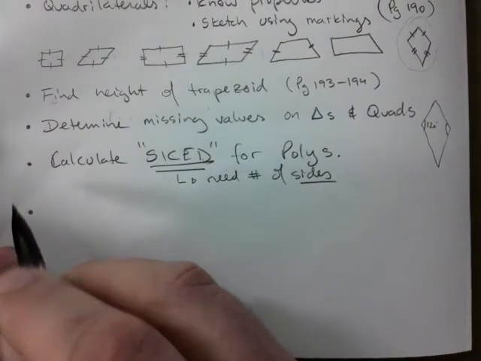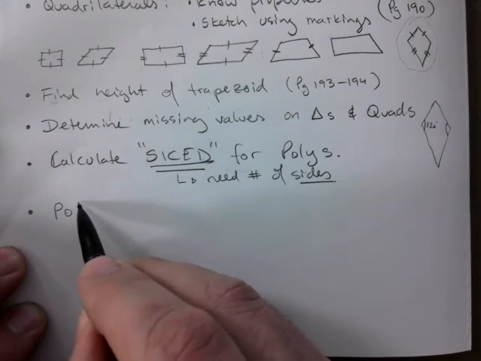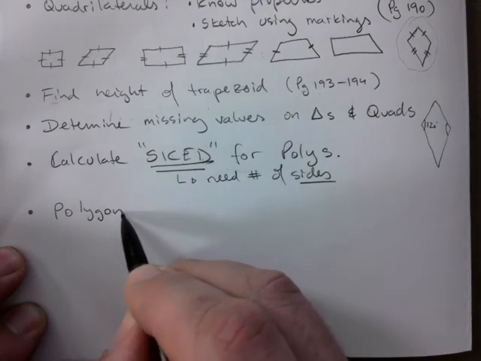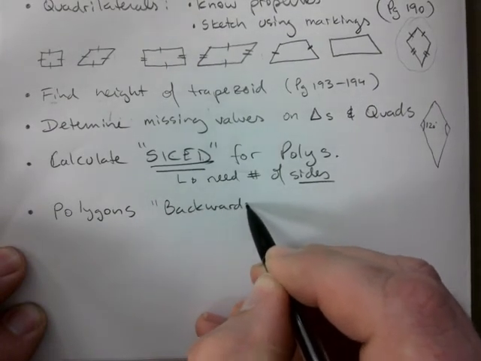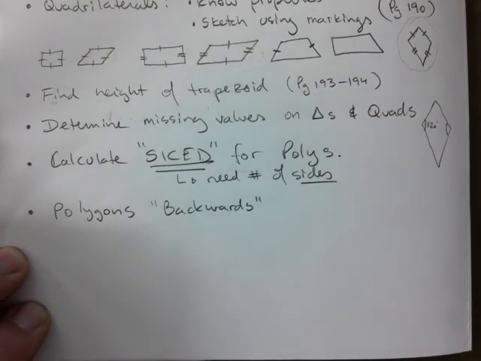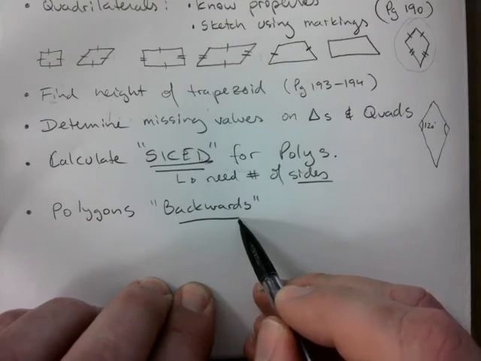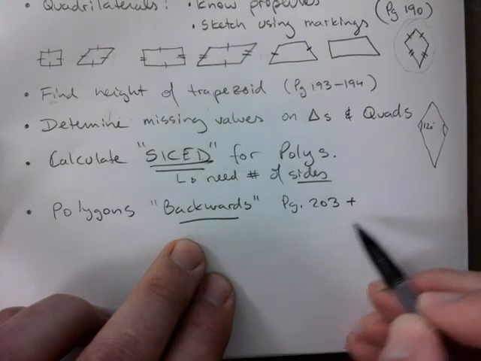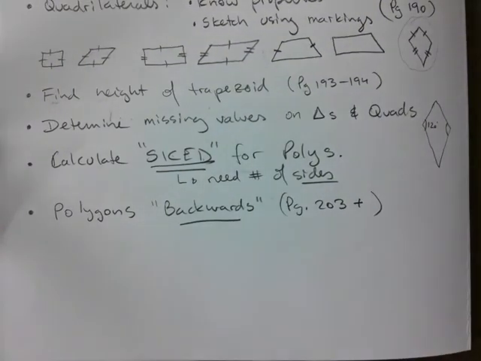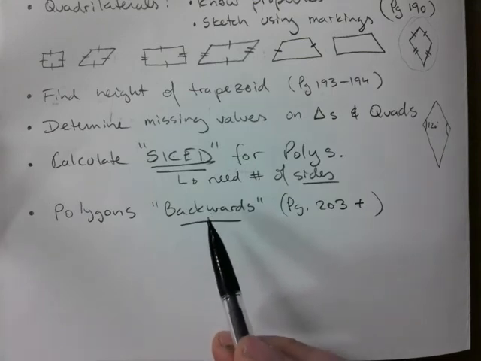I'm almost done. It feels like it's never going to end, right? Polygons backwards. If you want to, you've got to go backwards. So I actually have some specific examples. Page 203, I'm going to write down. Just go to 203 and flip until you see backwards. If you wrote down the notes, you will have this written right next to 2 examples minimum.